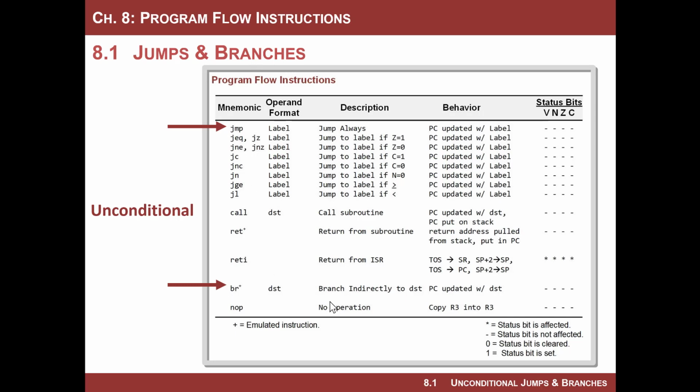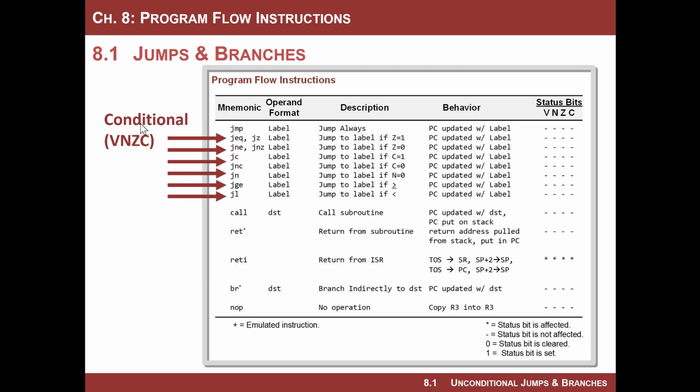There's some other ones, like I put no-op in here for some reason. It didn't go anywhere else, but the MSP430 provides two unconditional jumps and branches, or two unconditional instructions. The first one is jump, and its description is jump always. The next one is called branch, and that means branch always, okay? So it's always going to branch.